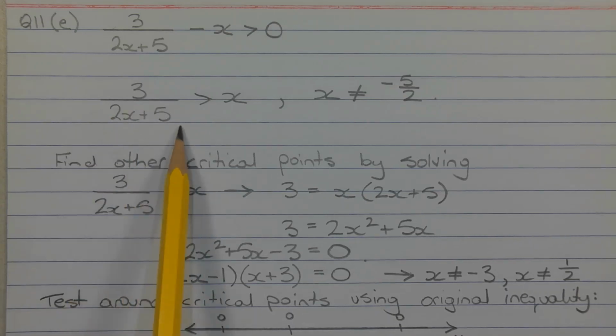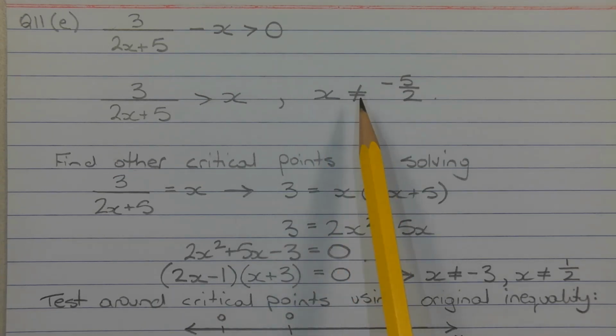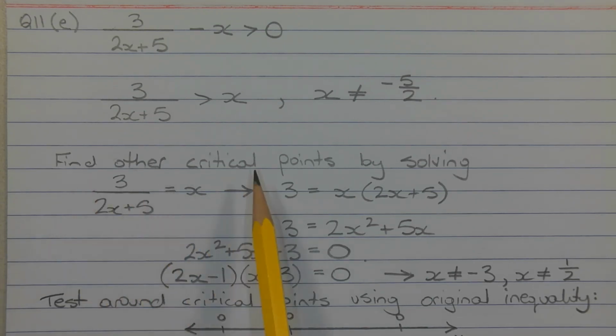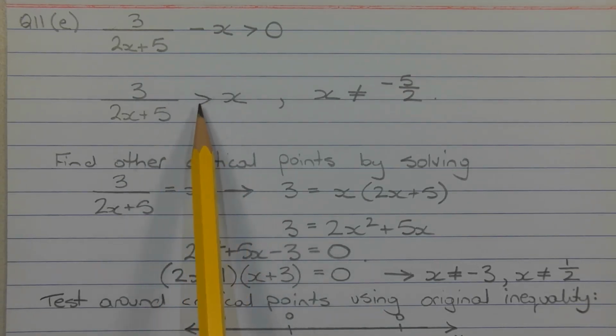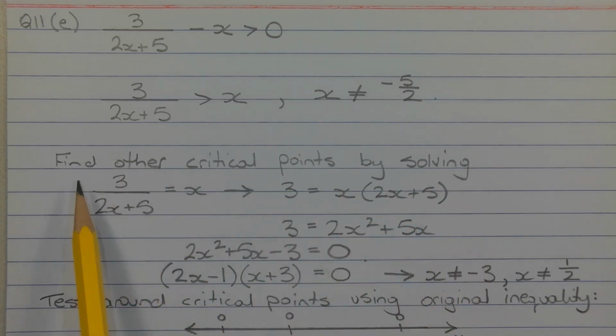Looking at the denominator on the left-hand side, we can't have division by 0. So 2x plus 5 cannot equal 0, which implies that x cannot equal negative 5 over 2. Now we can find other critical points by solving as an equation 3 over 2x plus 5 equals x. So I've replaced the inequality symbol with an equal sign. Note that it's greater than, not greater than or equal to. So whatever critical points we find by solving this equation, x cannot equal those critical point values.